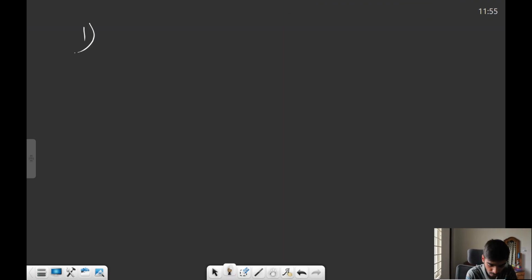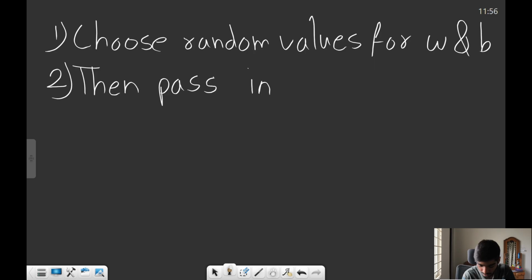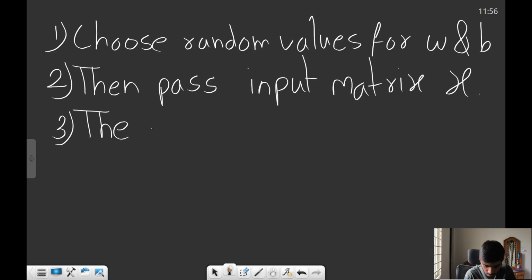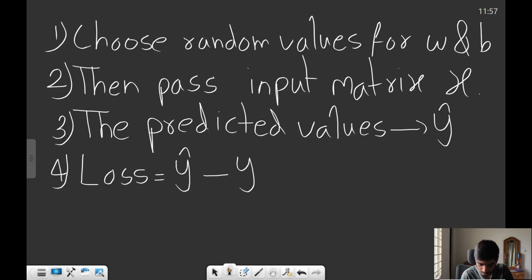So what we have done so far is first choose some random values for w and b. Then pass the input matrix x to predict the output. The predicted values are stored in y cap. We use something called the loss function to measure how wrong the model is, and the value of that loss function is the difference of the predicted value for the temperature and the actual recorded value. This is what we have done so far.